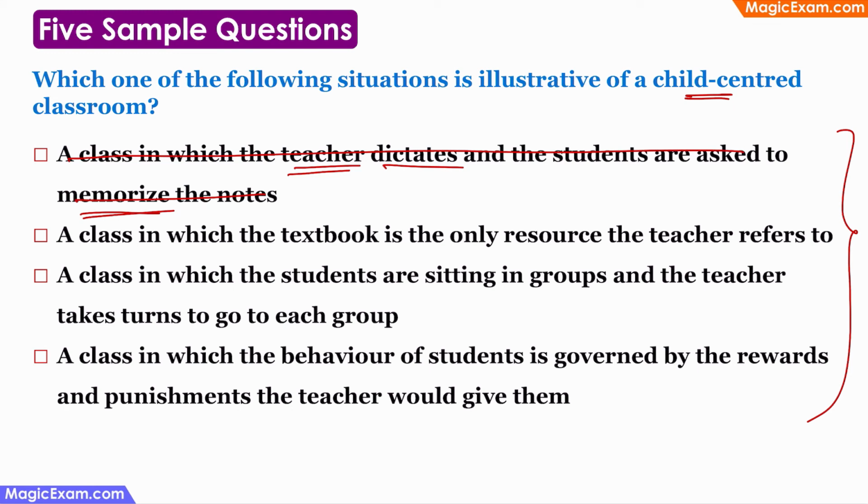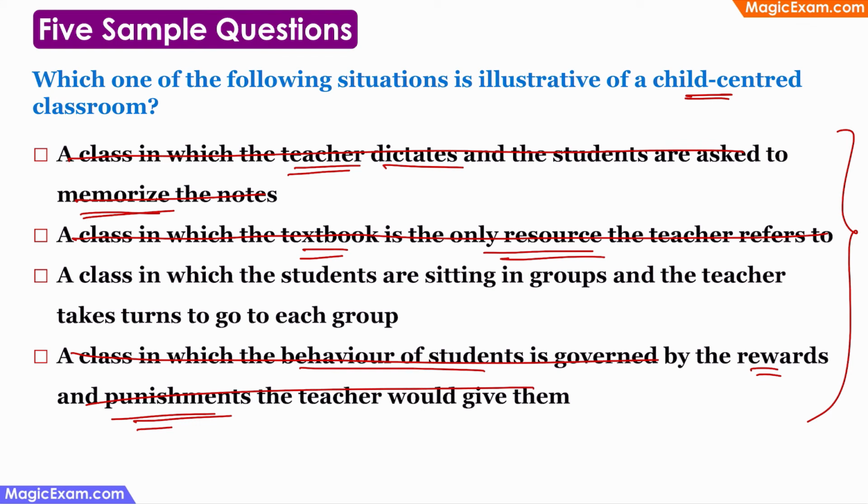A class in which textbook is the only resource that the teacher refers to. Now this again is subject-centric, because here the textbook is the only learning that is being used, and there is a lot of learning that happens outside the textbook and outside the classroom as well. Therefore, if you are using only the textbook as the learning or the teaching resource, then this cannot be child-centric. And a class in which behavior of students is governed by the rewards and punishments that the teacher would give them. So this is probably behavioristic training, or we are just using rewards and recognitions to mold the behavior of the students. And this cannot be child-centered, because children are not naturally behaving the way that they should. The rewards and the punishments are making them behave in a specific way. So this cannot be child-centric.